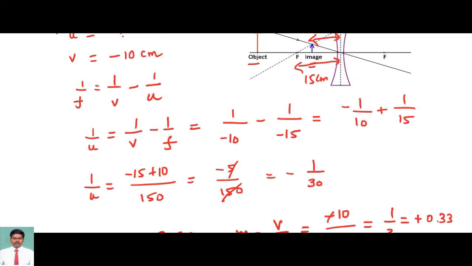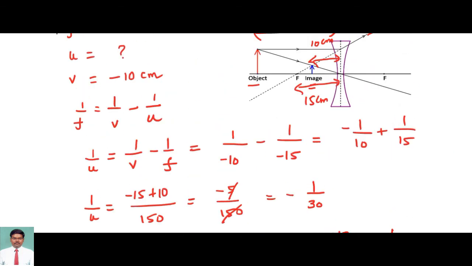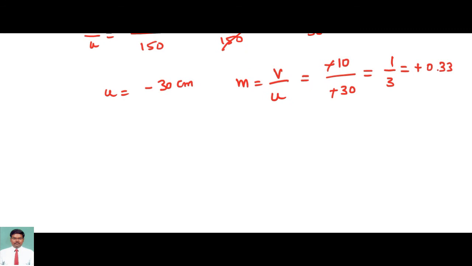The plus symbol represents that the image is erect and virtual. So the image formed, you can see here, this is the object, and here the image is formed. Both are erect. But if you see, the object is bigger, the image is very small. So the image formed is a diminished image.